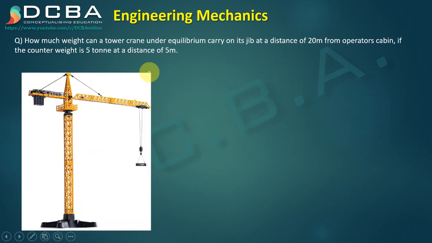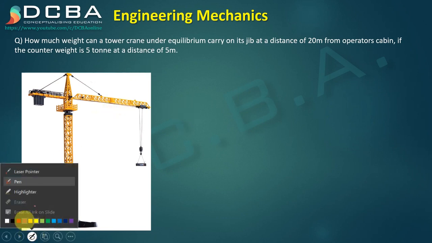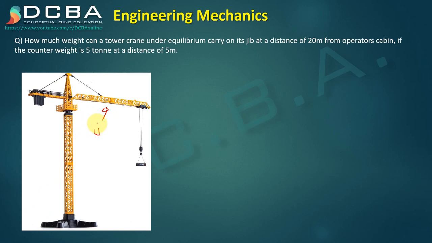Okay, let us just solve a quick example. How much weight can a tower crane under equilibrium carry on its jib? This is called a jib, and there is a weight that the tower crane is carrying. You might have seen this tower crane, it is used for construction purposes. The operator sits somewhere here in between.